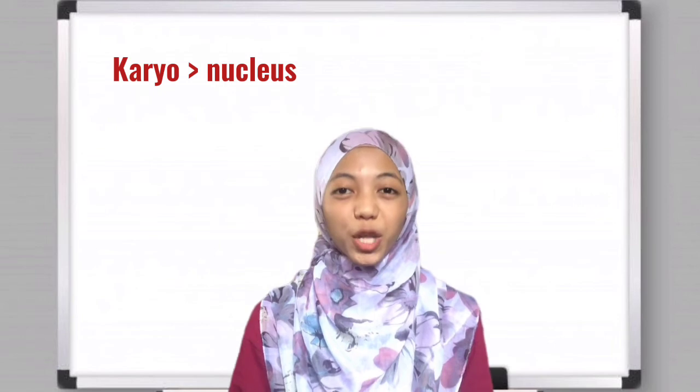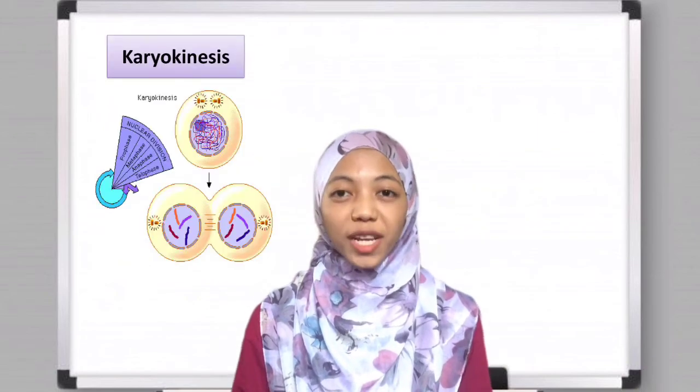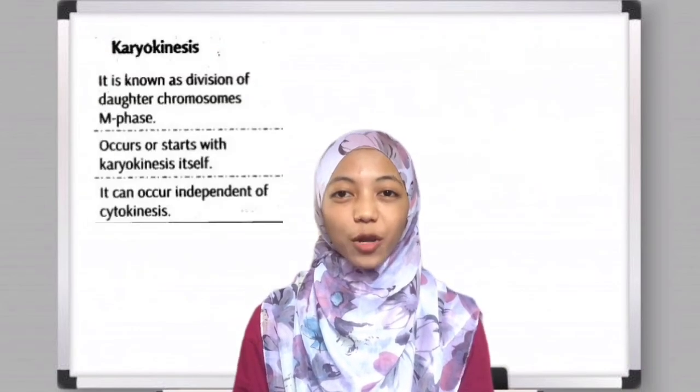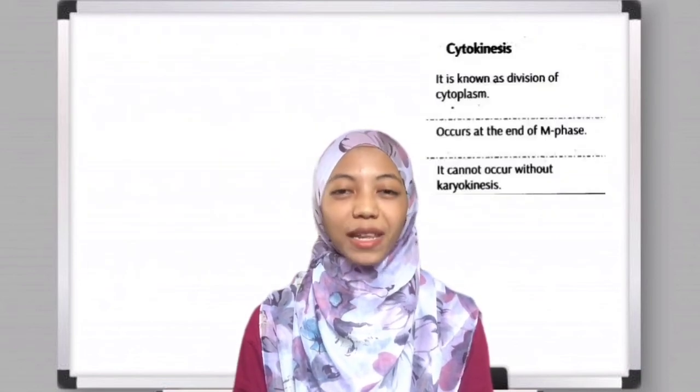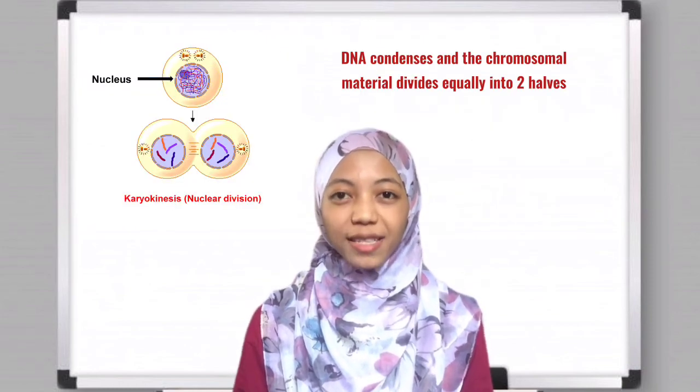Next, karyokinesis. Karyo refers to nucleus. Kinesis refers to division. Karyokinesis, or nuclear division, is the process in which the nucleus divides into two daughter nuclei during M phase. It can occur with or without cytokinesis, but cytokinesis is dependent on karyokinesis. In this process, the DNA condenses and the chromosomal material divides equally into two halves.